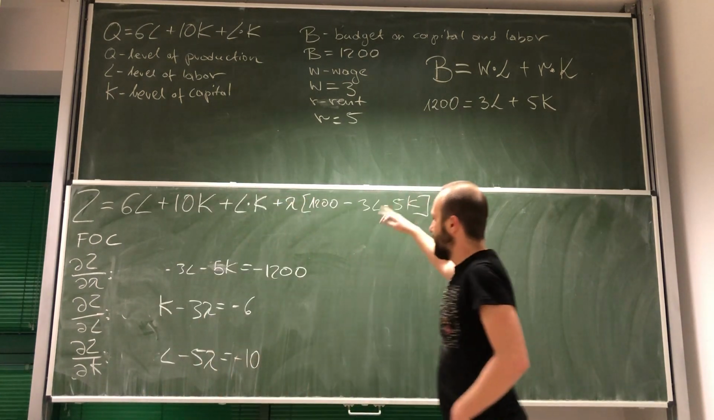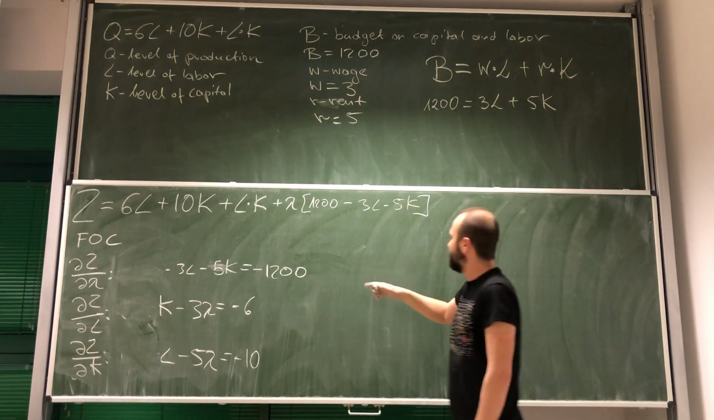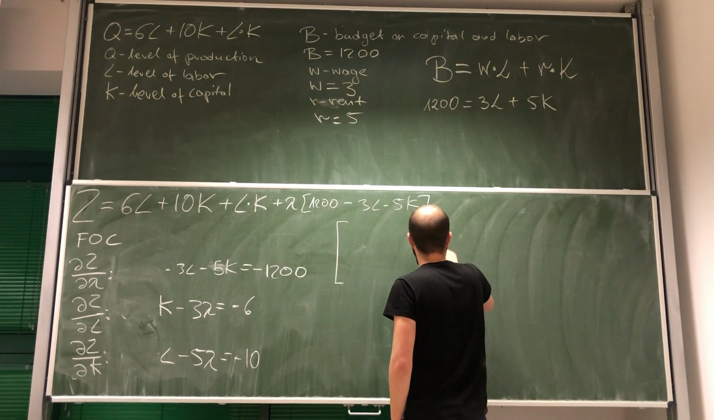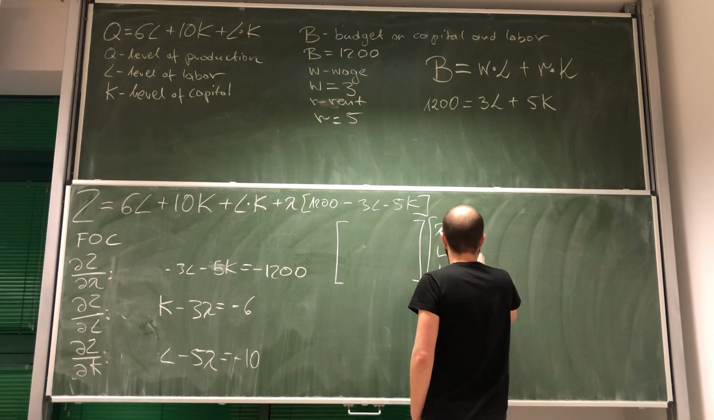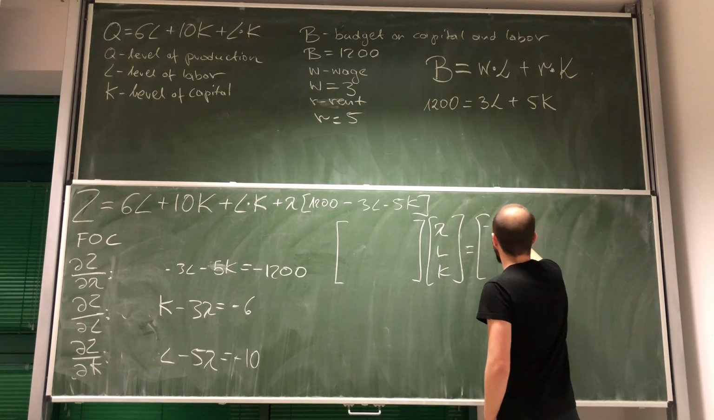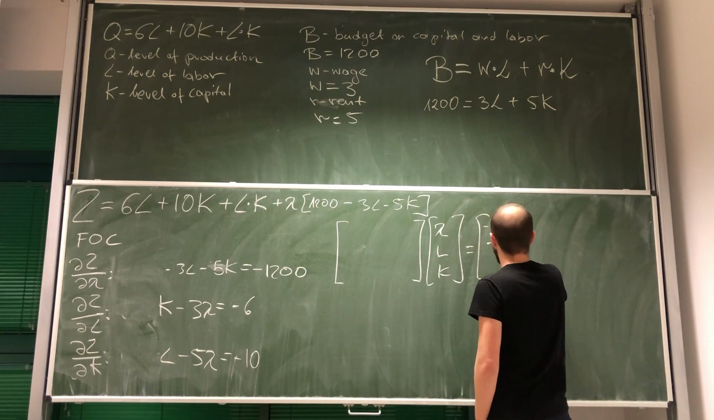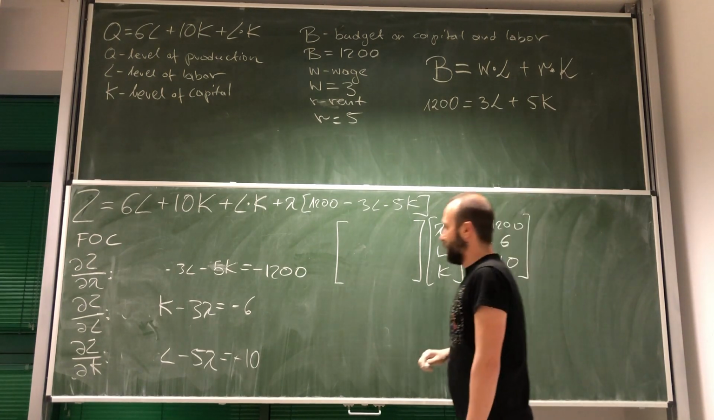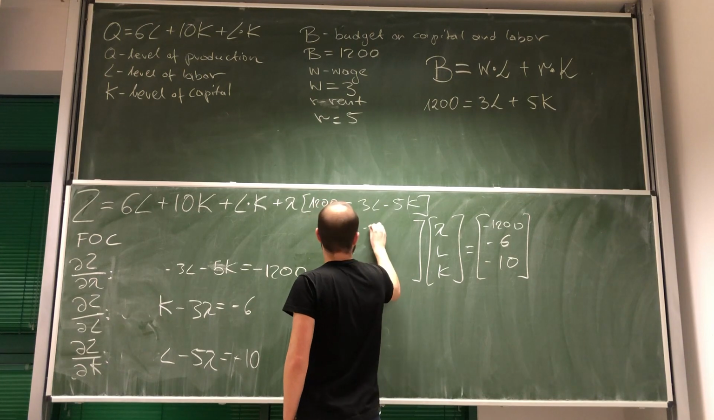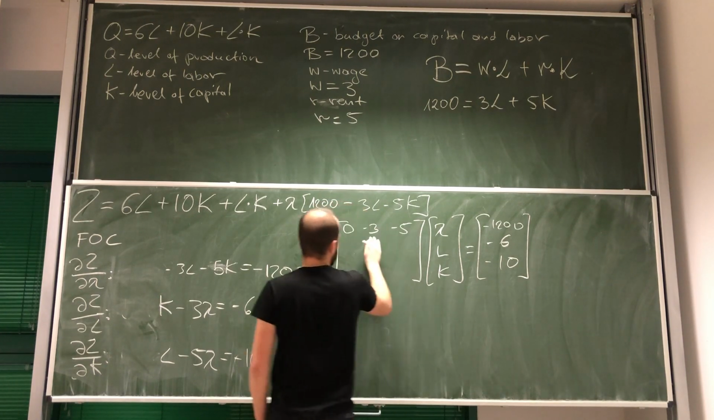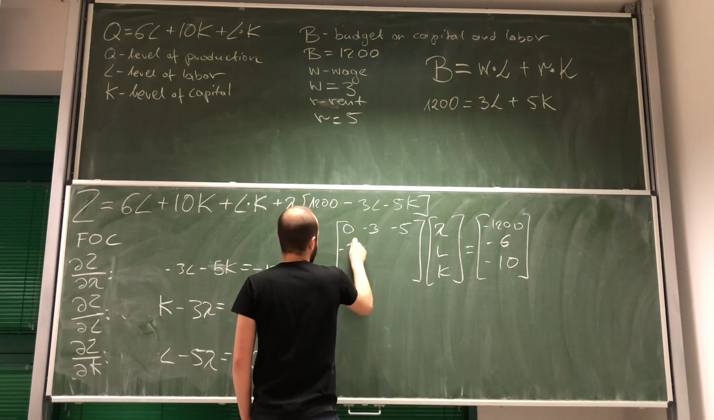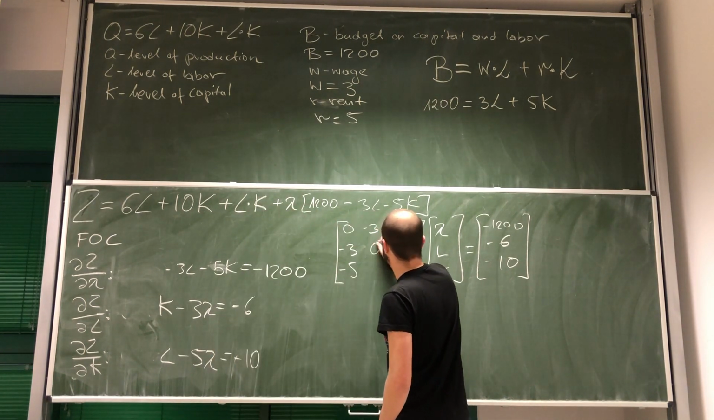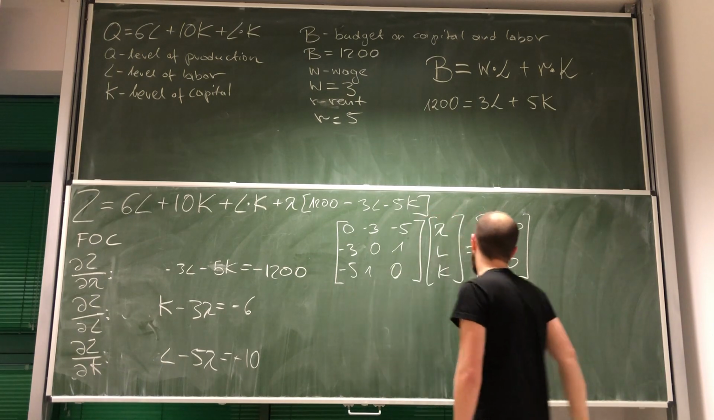Okay, so now we put this system into matrix notation. We get lambda, L, K, which is equal to negative 1200, minus 6 and minus 10. Okay, and now we've got 0, negative 3, negative 5. If negative 3 and negative 5 are over here, they're also going to be over here. Then we've got 0, 1, 1, 0.